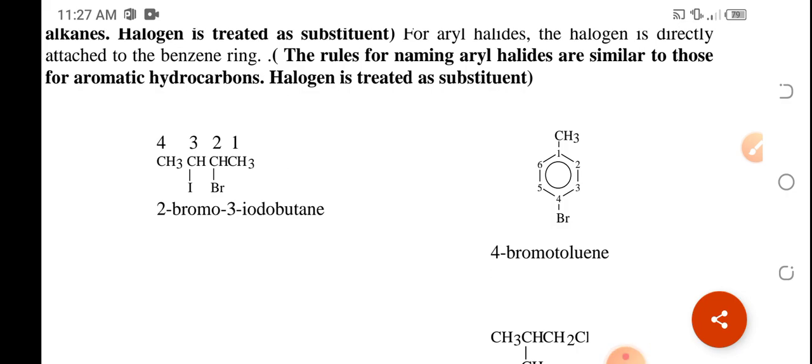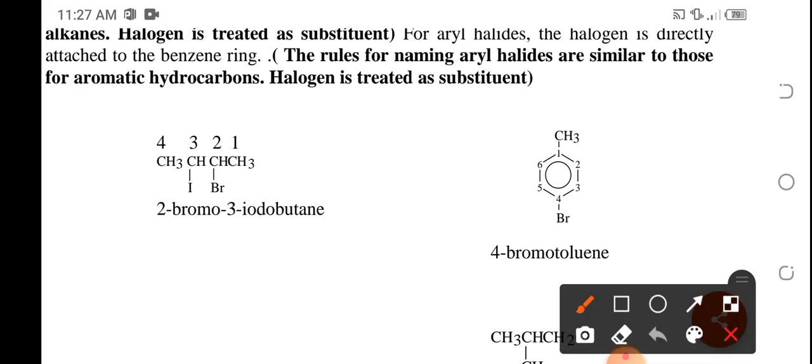For aryl halides, we are going to number the benzene ring clockwise or counterclockwise. However, as you can see, we have two substituents here, the methyl group and the bromine. The methyl group has priority over the halogen, so it will have the special name toluene rather than methylbenzene. So, not methylbenzene, rather the special name toluene will be used.